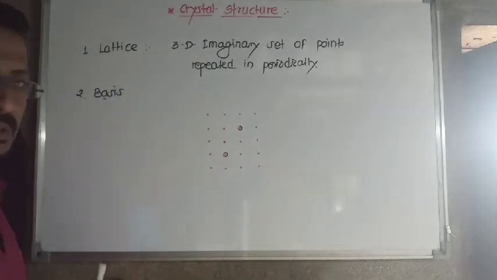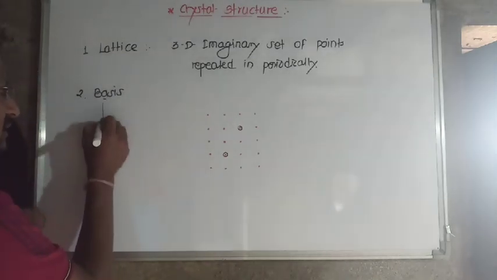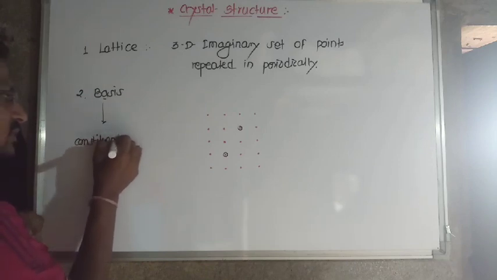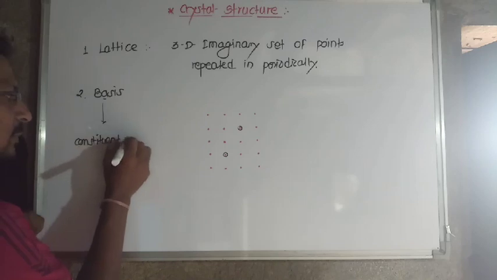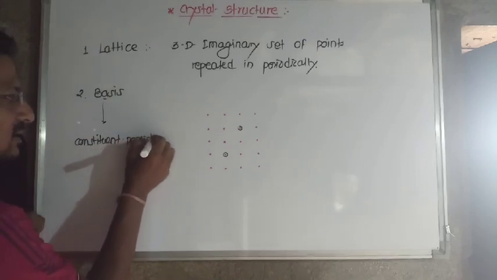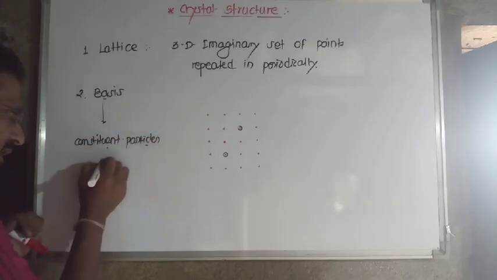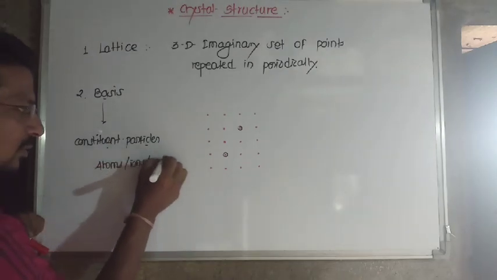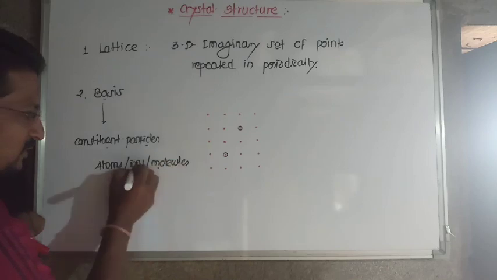Then what does basis mean? Basis is our constituent particles. Basis is nothing but constituent particles, which may be atoms, ions, or molecules.